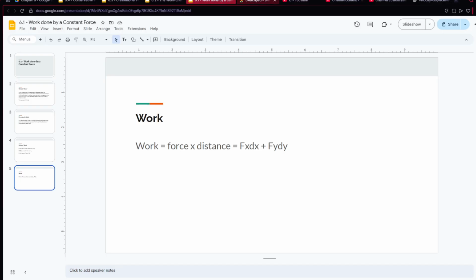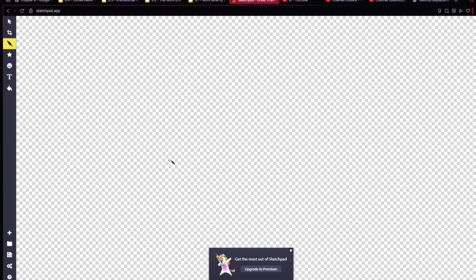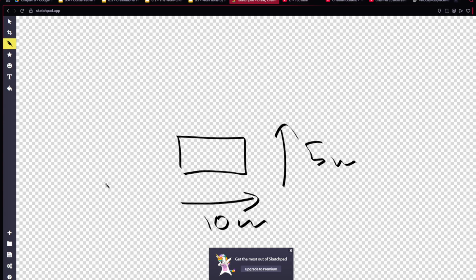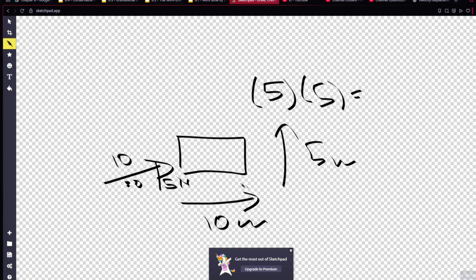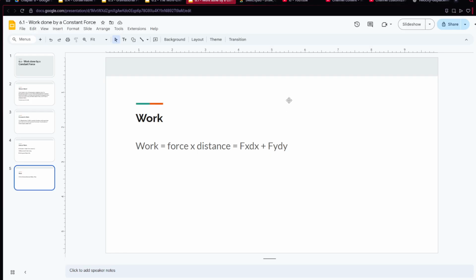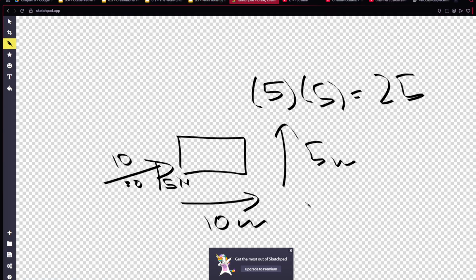Anyways, I went on a little bit there. Let's say that we have a box, and it moved upwards 5 meters, and it moved sideways 10 meters, and the force applied is 10 newtons at 30 degrees. Sine 30 is just 1/2, so this is going up 5 newtons. So 5 times 5 meters will give us the work in the y direction, or F_y times d_y, because it's the force times the displacement in the y direction.